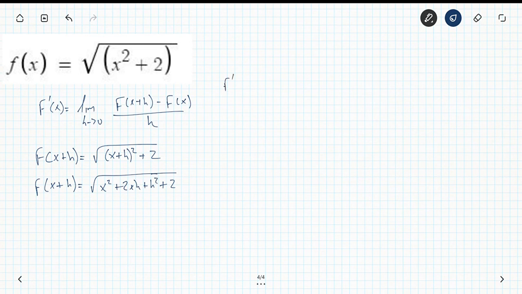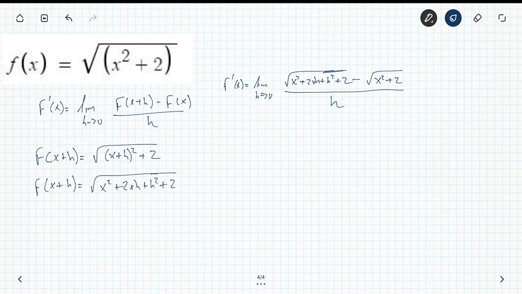So f prime of x is going to be the limit as h approaches 0 of this thing here that we just evaluated. So that is going to be x squared plus 2xh plus h squared plus 2, minus the original, so x squared plus 2. And then this whole thing over h.